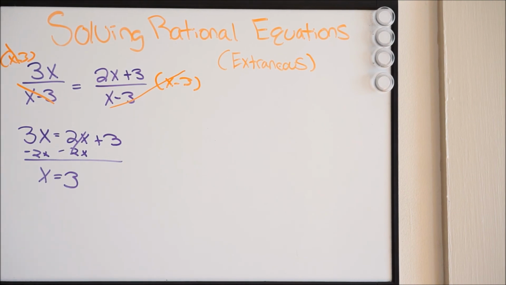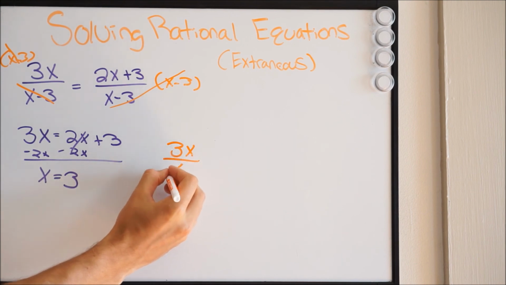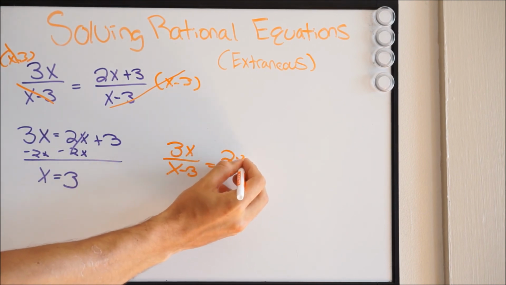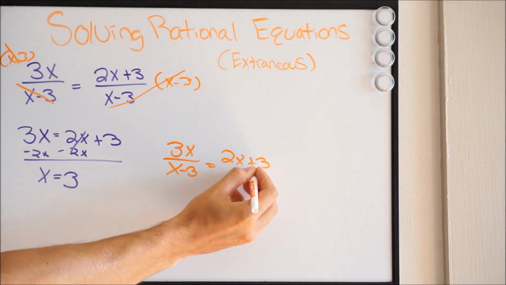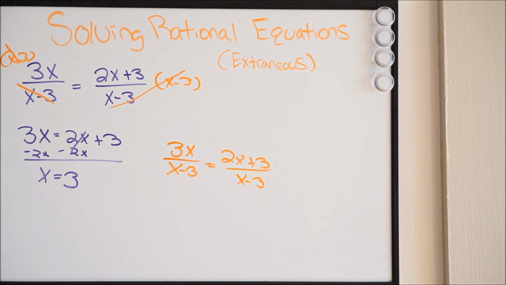So our original equation, just writing it again, we had 3x all over x minus 3 equal to 2x plus 3 all over x minus 3. So think to yourself, why is x equal 3 going to be considered an extraneous solution in this case? Again, take a look at your original equation here.